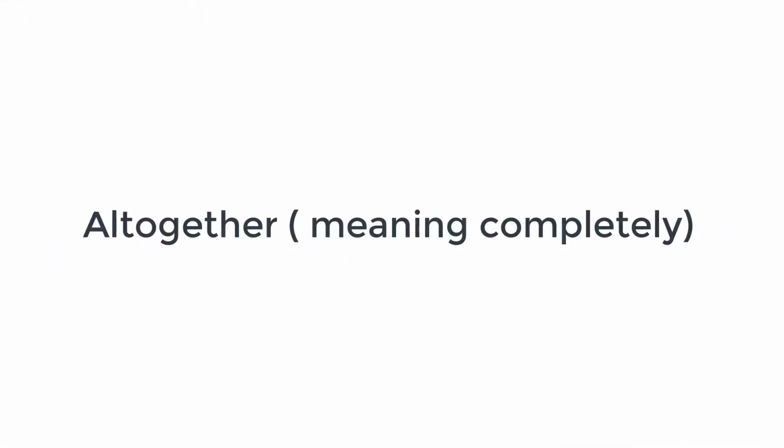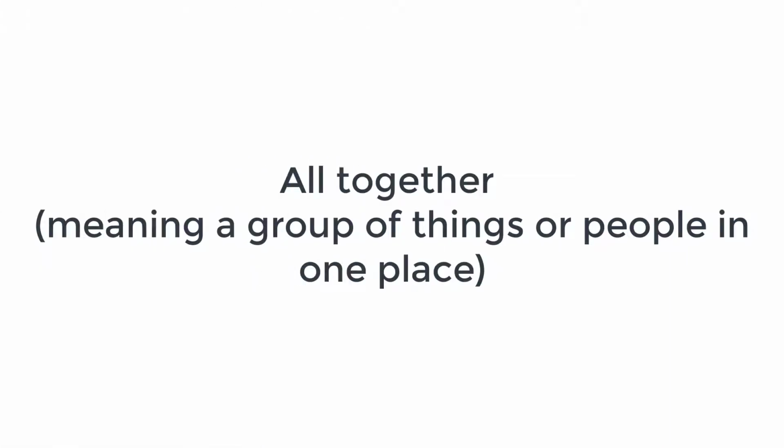What I'm going to do is I'm going to turn now to my computer and we're going to have a look at list one. So the first word is altogether, which means completely, altogether. So it's spelt ALTOGETHER. Okay, so altogether, and it means completely. Whereas if you spell all together separately, so ALL TOGETHER, it means a group of things or people in one place.